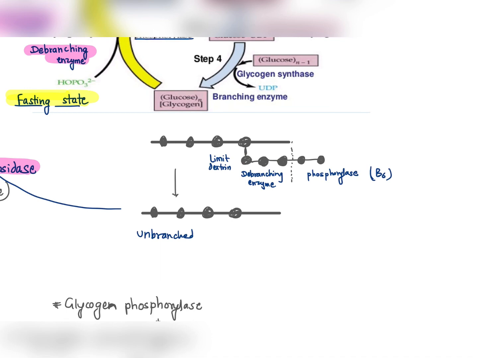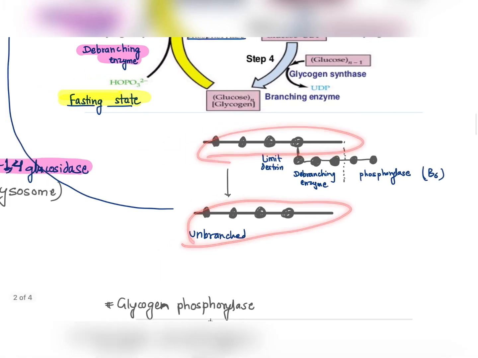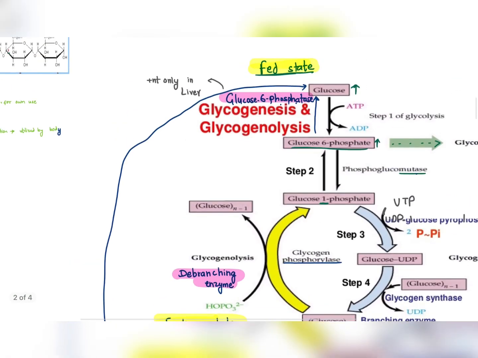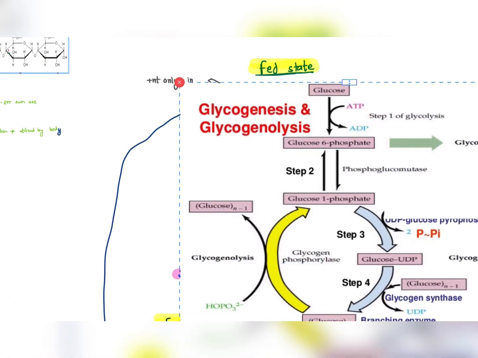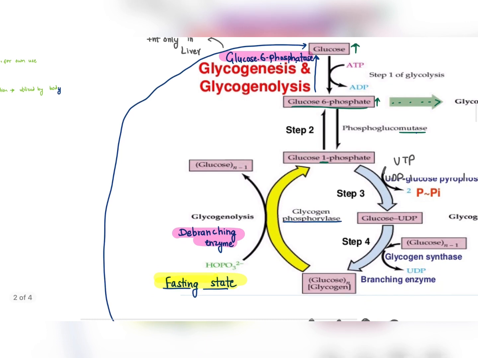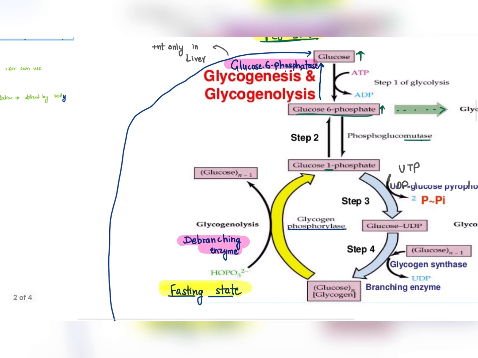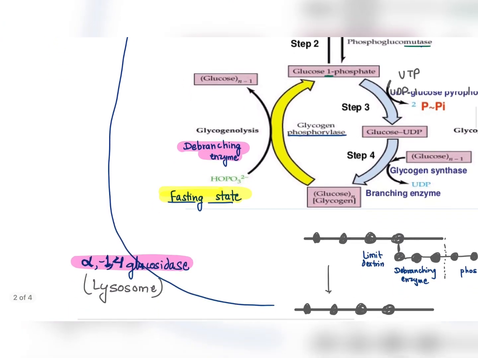After the work of the debranching enzyme, this unbranched chain is formed, right? This unbranched chain is acted upon by the alpha 1,4 glucosidase enzyme. This enzyme is present in the lysosome, right? And in this way, bypassing all these pathways, it directly forms the glucose. Alpha 1,4 glucosidase forms the glucose. In this way, glycogen is broken down.